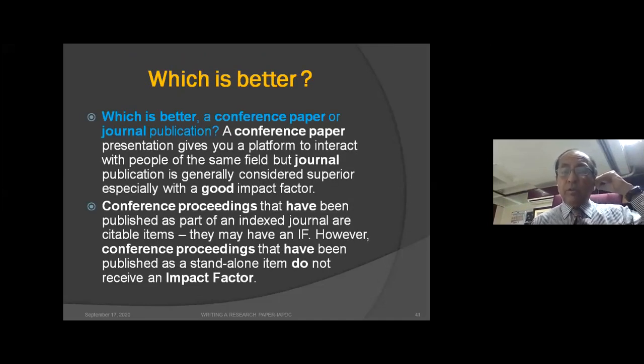So I've already told you which paper is better, conference paper or journal paper. So we know now the difference that so far as the quality is concerned, journal paper is considered better. But so far as the opportunity for presenting is concerned, where you get exposed to other people and you earn respect also. If you make a good presentation of a good topic in a conference, you earn respect and you become well known.